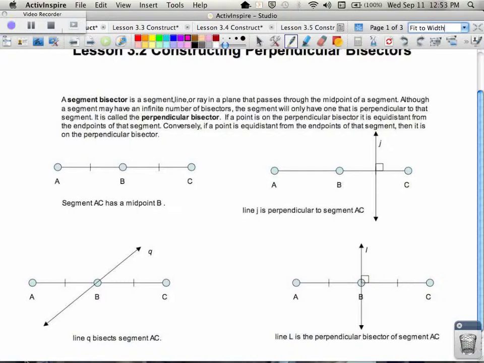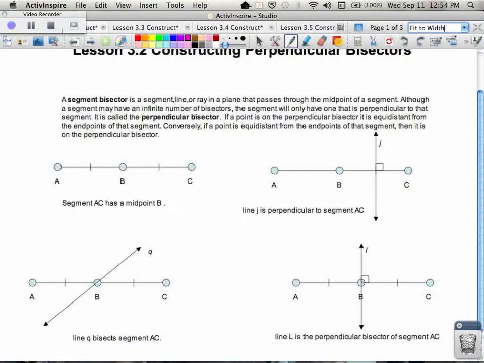And although a segment may have an infinite number of bisectors, which means chopping it in half, the segment can only have one that's perpendicular. That's called the perpendicular bisector. If a point's on that perpendicular bisector, then it's equidistant from the endpoints of that segment. And conversely, if a point is equidistant from the endpoints, then it has to be on the perpendicular bisector.